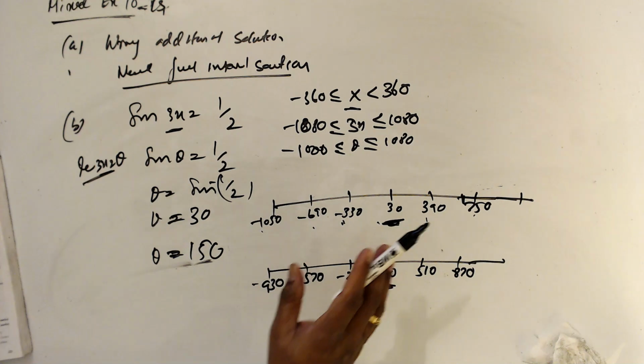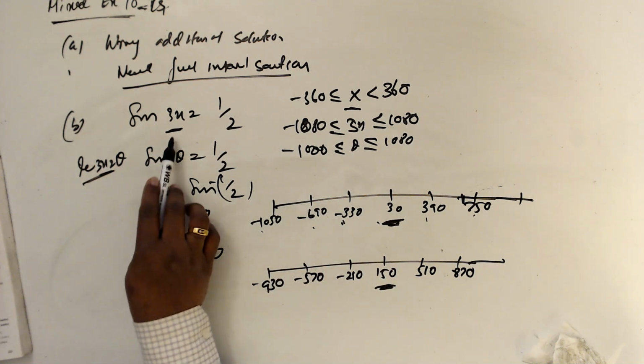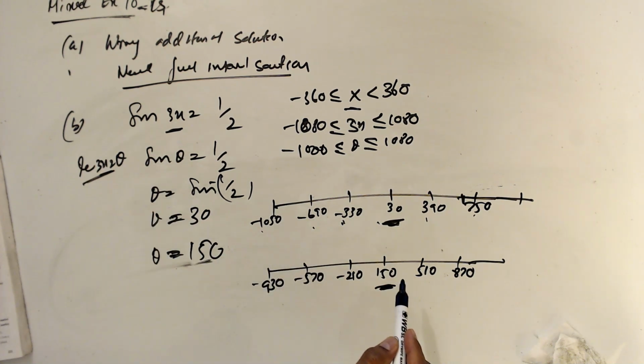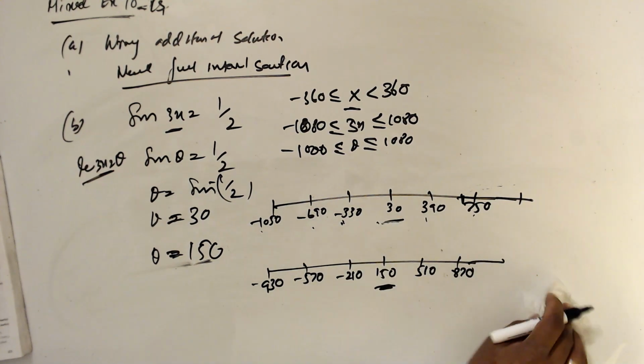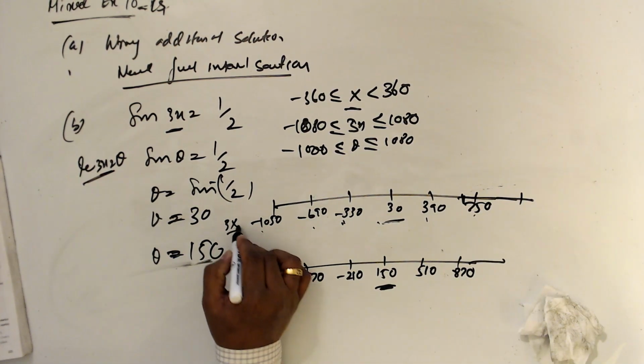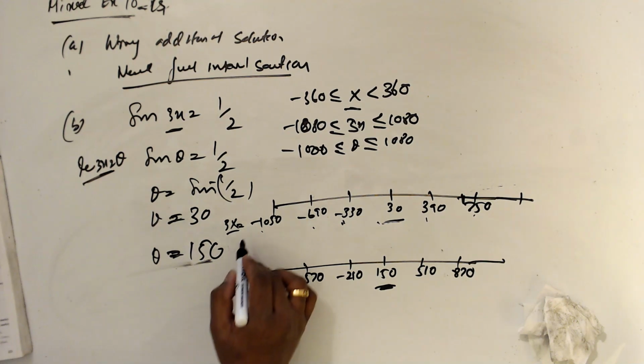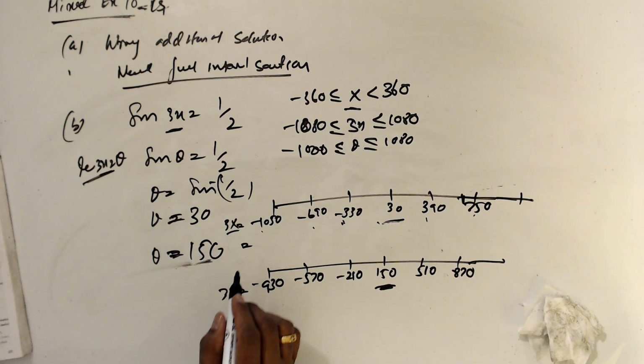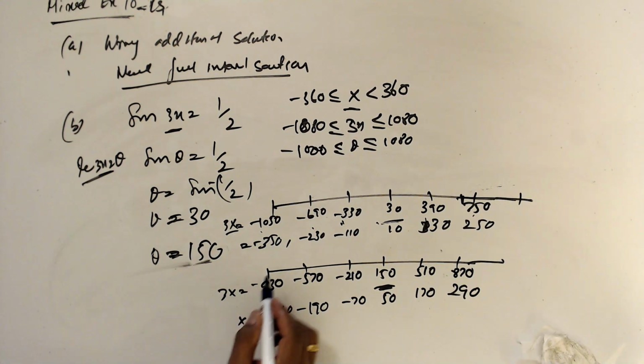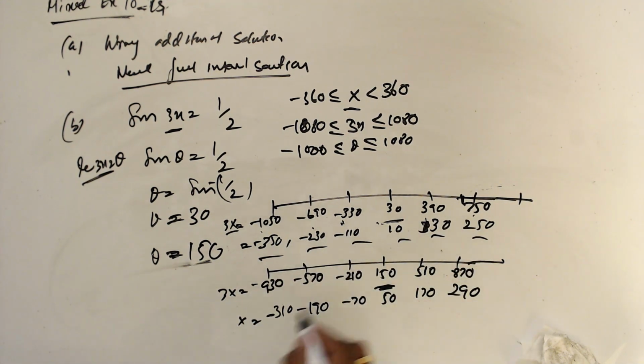Now these are equal to 3x. So this is the 3x answers. Now I need x. I need to divide by 3 now. So the final answer is going to be this one.